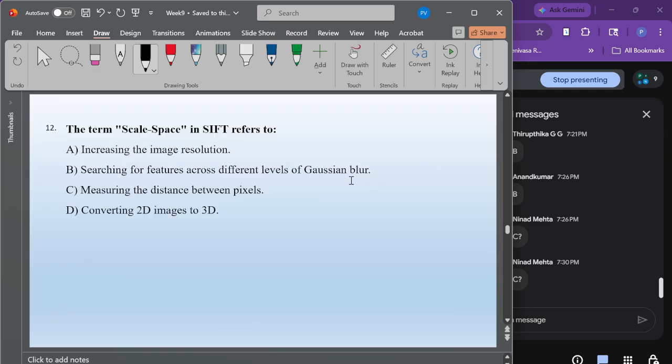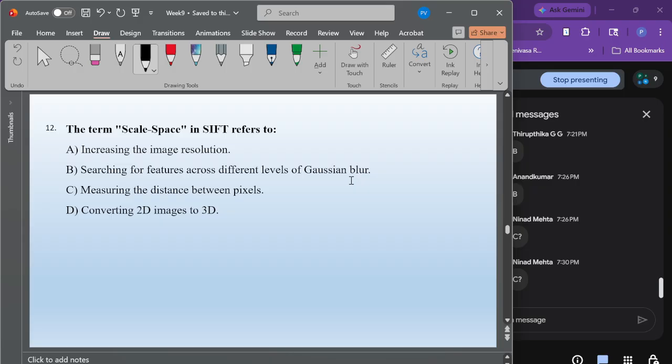The next question is: the term scale space in SIFT refers to option A, increasing the image resolution; option B, searching for the features across different levels of the Gaussian blur; option C, measuring the distance between pixels; or option D, converting a 2D image to 3D. Now, Ninad is answering option B: the term scale space in SIFT refers to searching for features across different levels of the Gaussian blur.